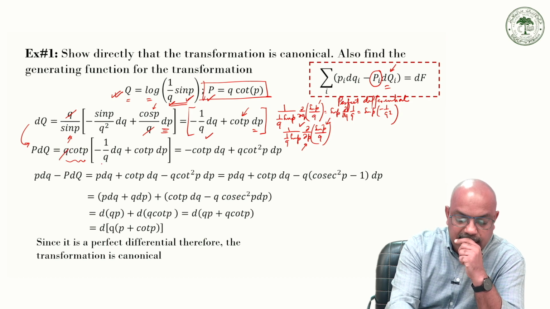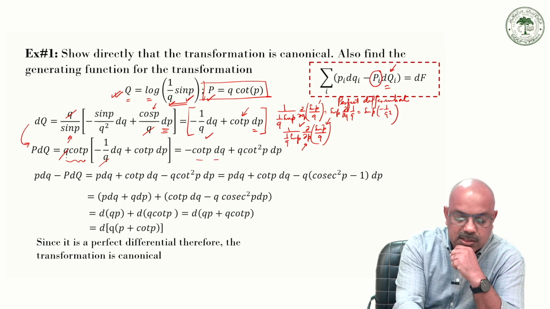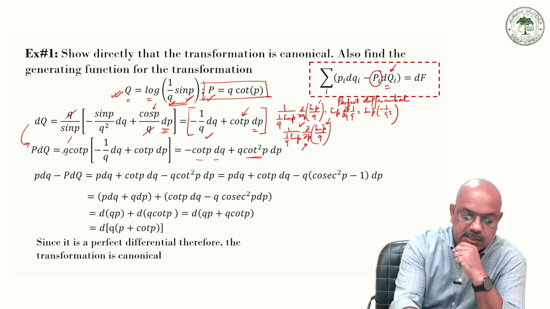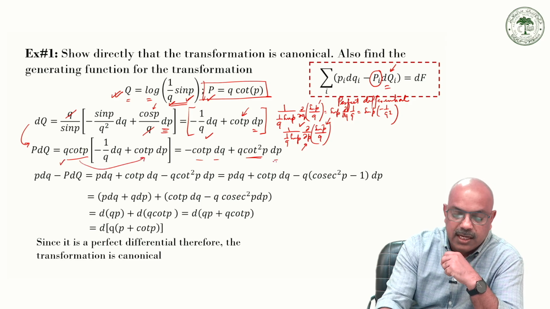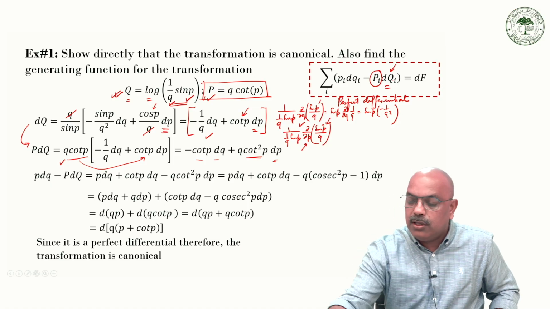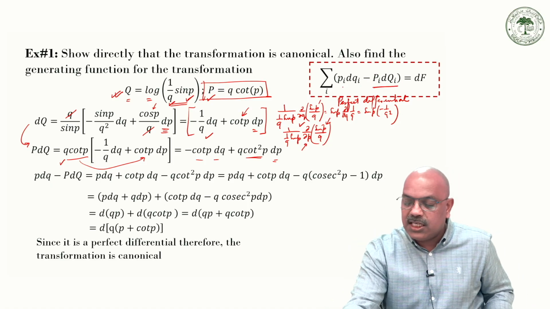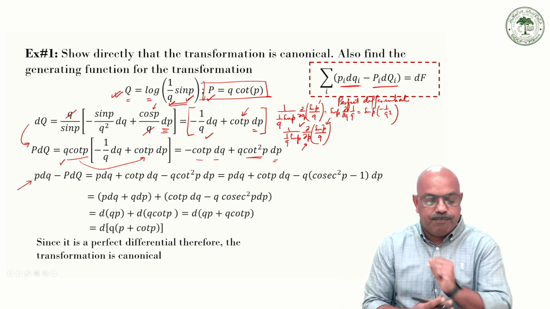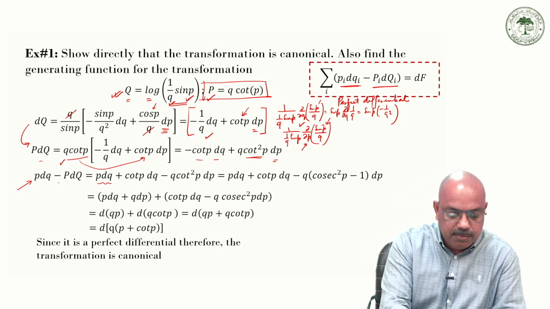So this q will cancel out. I have minus cot p dq, and then this cot p, this q is there, so this is q cot square p dp. Okay, so from the second term, when this is multiplying by this, this is going to be q cot square p dp. So now I have p dq here, which we have calculated. Now I'm going to subtract this from the small p dq. So this is p dq minus this capital P dq we have calculated.